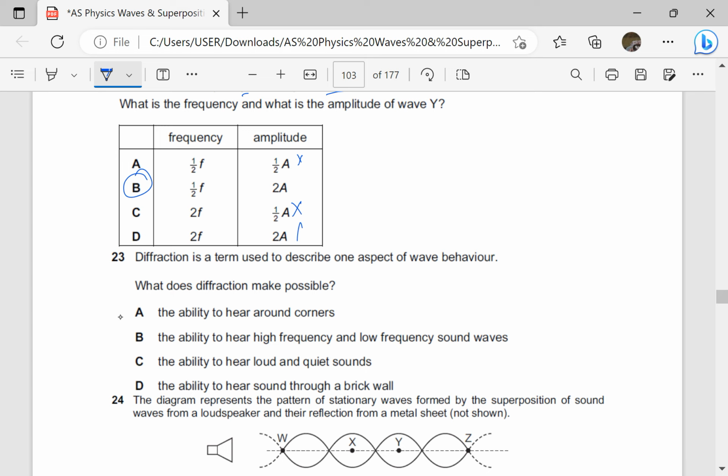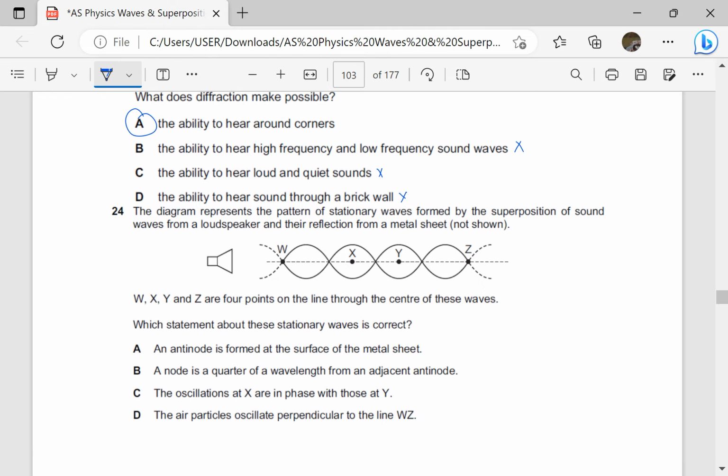What does diffraction make possible? The ability to hear sound, to hear around corners. Okay, that is diffraction. The ability to hear high frequency and low frequency, that is Doppler effect. It's not diffraction. The ability to hear loud and quiet sounds, that's not diffraction. The ability to hear sound through a brick wall, that's not diffraction. So diffraction is the ability to hear around corners, because sound waves can undergo diffraction around a corner.